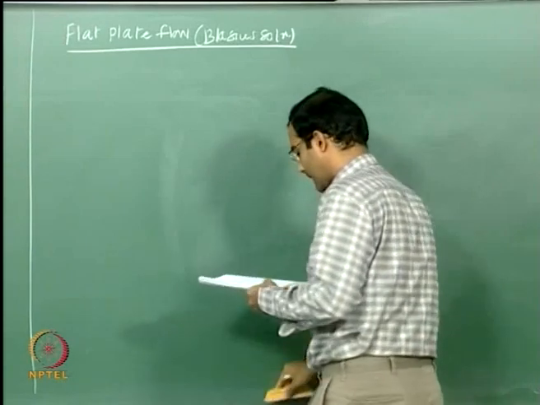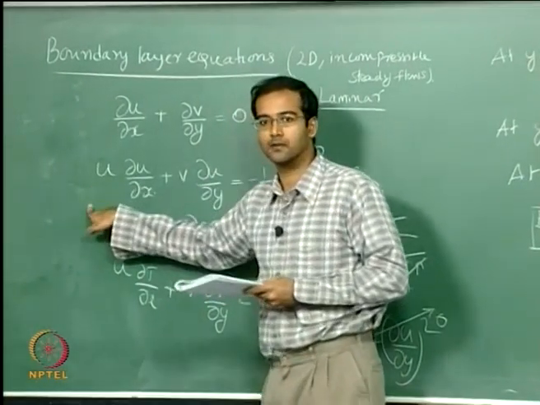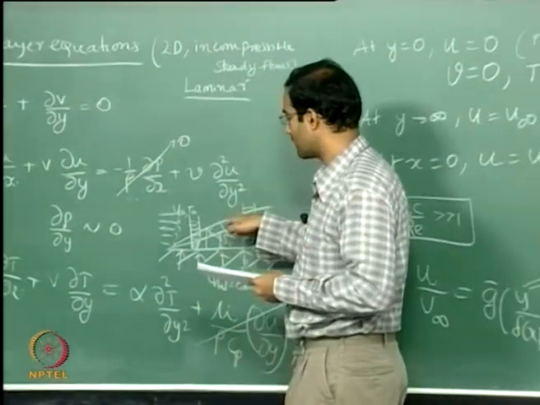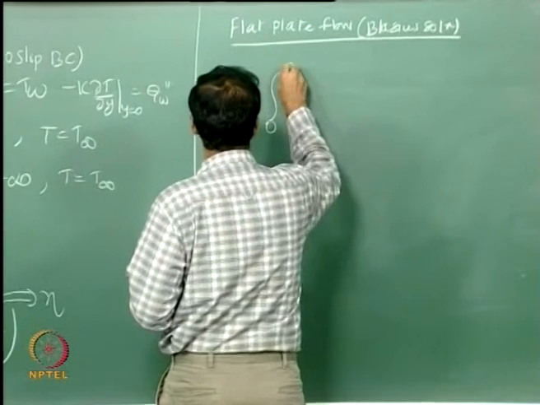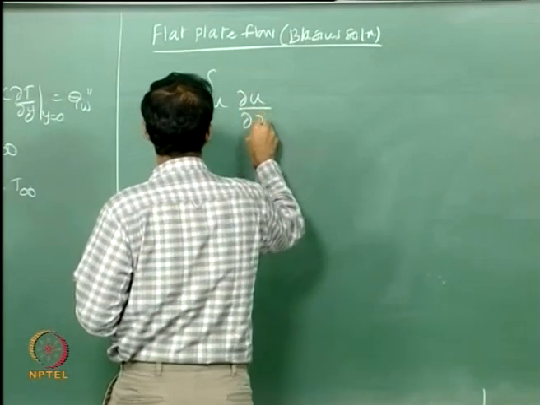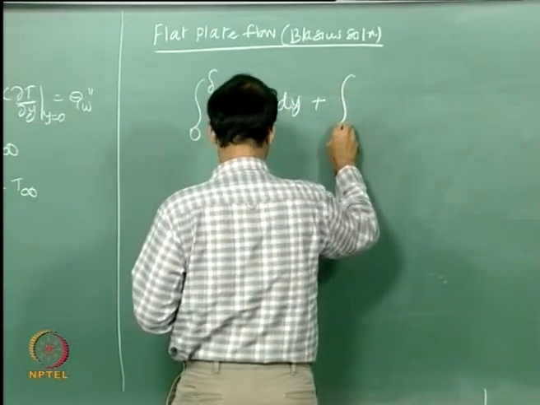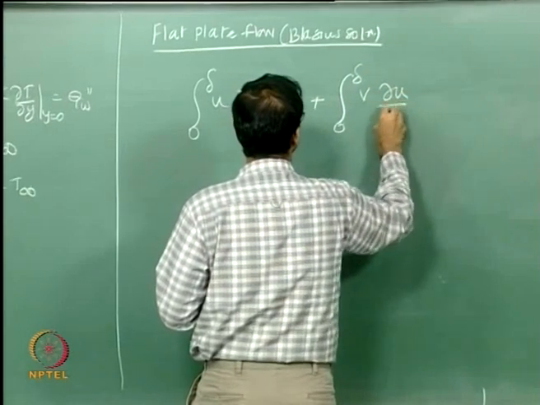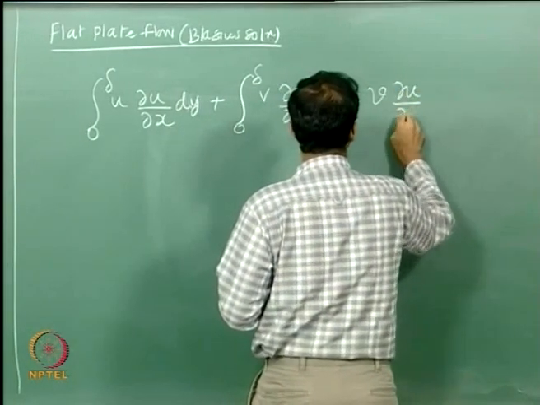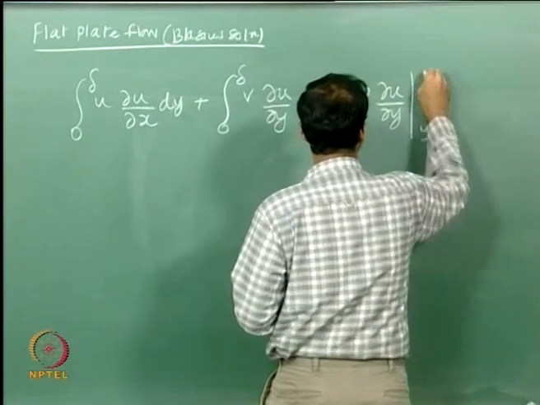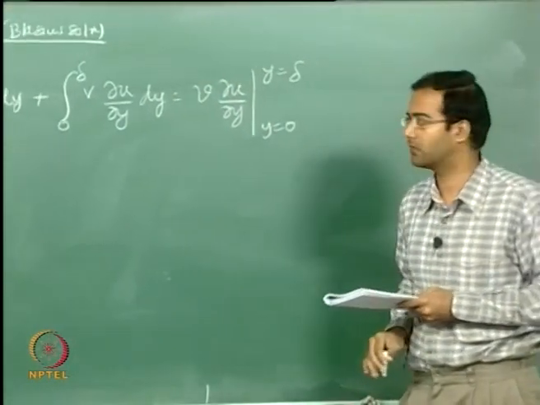So I am starting with the x momentum equation, and I am going to integrate it along y from the wall surface all the way to the boundary layer thickness delta. If you integrate it out, you directly reach this particular form.